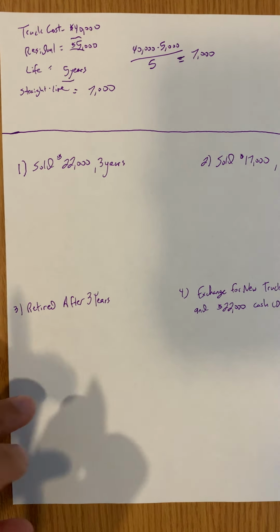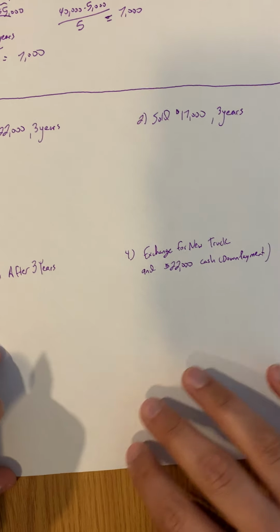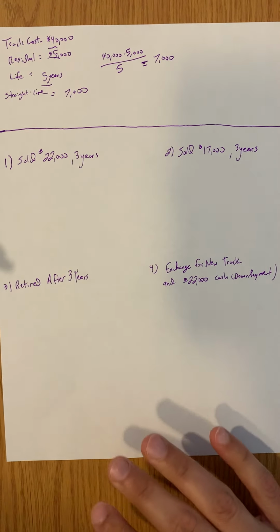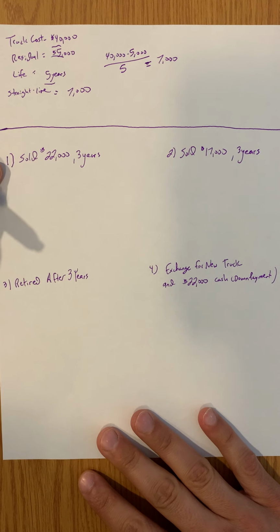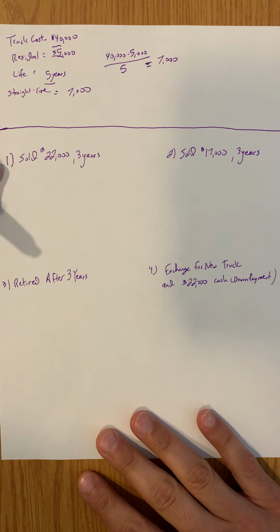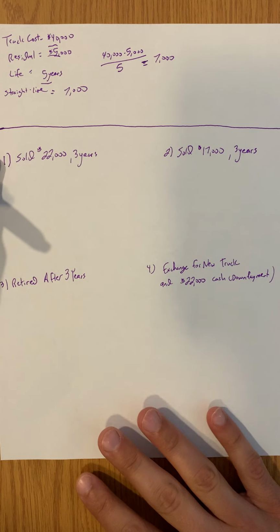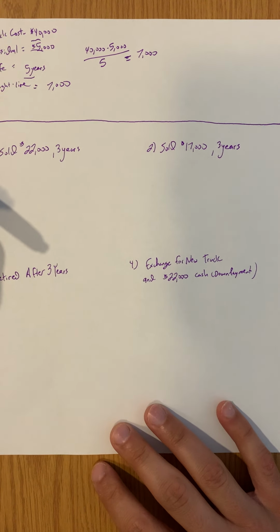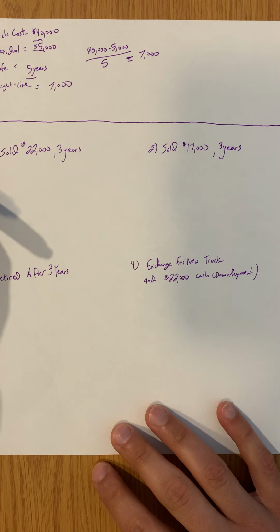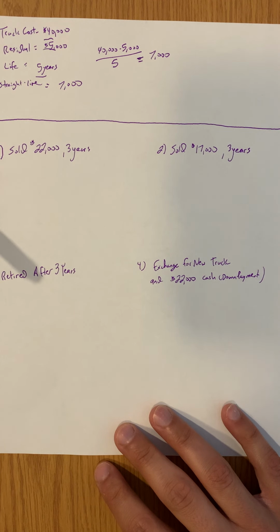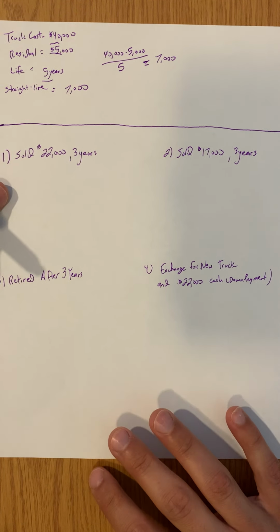Now they give us 4 different scenarios. The 4 scenarios are: you sell the truck for $22,000, you sell it for $17,000, you retire it, like you have no use for it and you don't get another truck or it doesn't work, and one other is you exchange for a new truck. Because if you're a company and you get rid of your truck, you're more than likely to get a new truck. But you also have to give a $22,000 down payment.